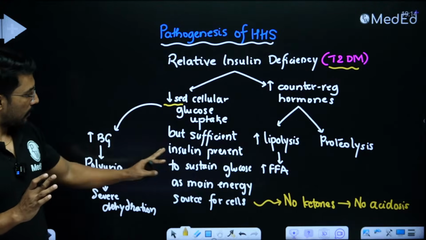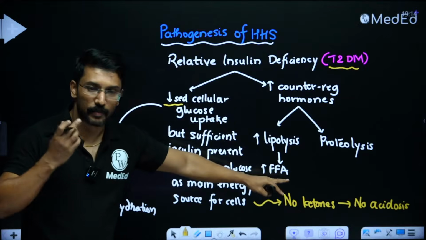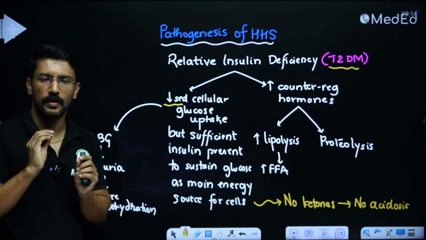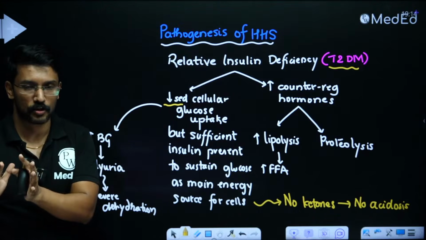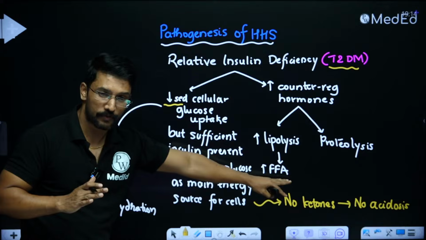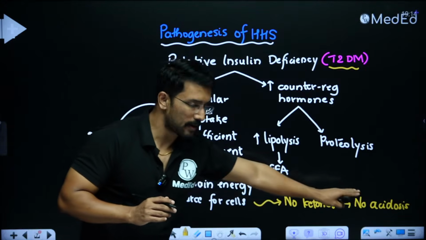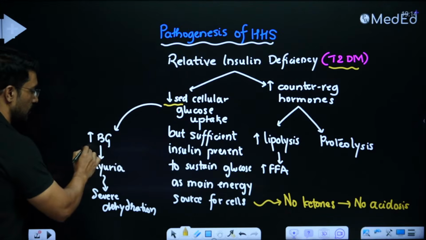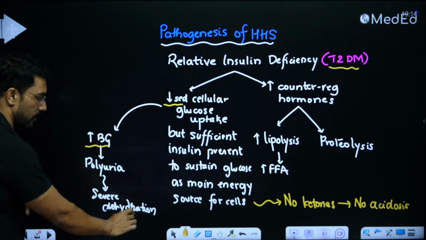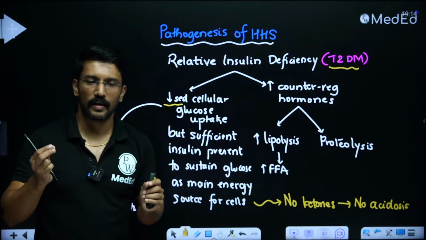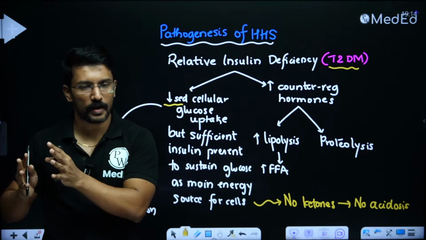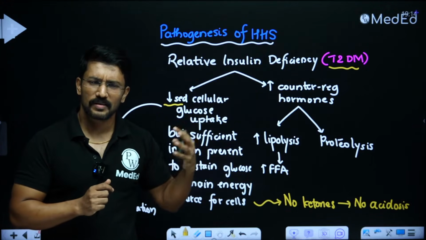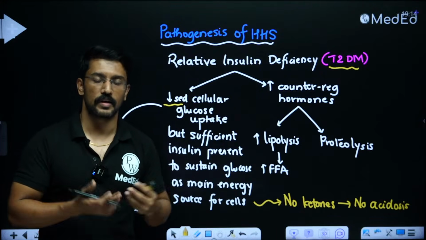In DKA, the energy metabolism has switched to free fatty acids as the main source, resulting in ketone formation and acidosis. Here, there is still some amount of insulin, enough to keep glucose as the primary energy source, and thus I do not use too many free fatty acids, so I don't generate too many ketones. I don't end up with acidosis. On the other side, the other complication that we discussed, increase in the blood glucose level resulting in polyuria and severe dehydration, happens here also. So DKA as well as HHS are associated with severe dehydration, but in DKA there is acidosis, in HHS there is no acidosis. Now based on this understanding, can anybody tell me which one is a more severe condition?